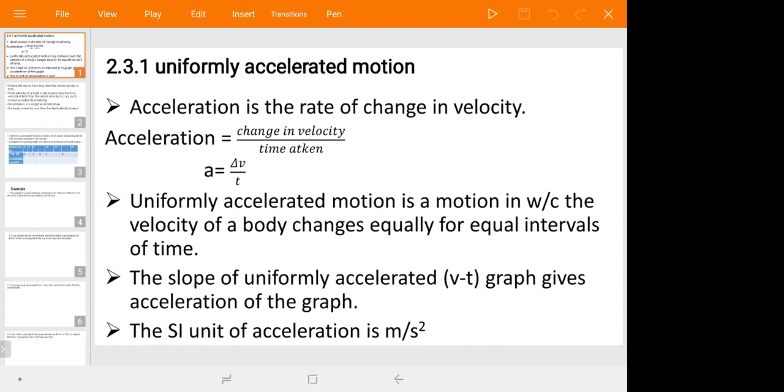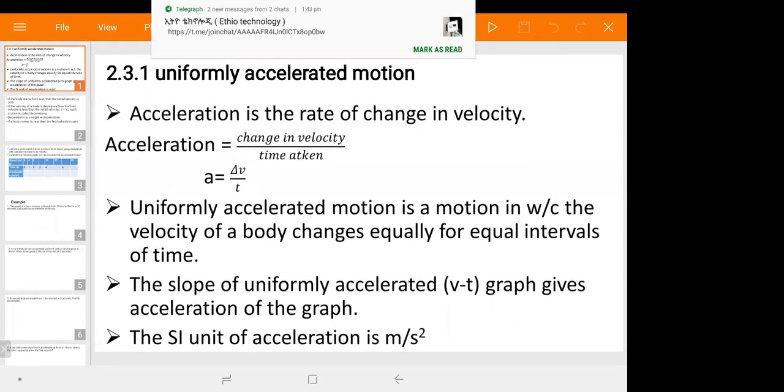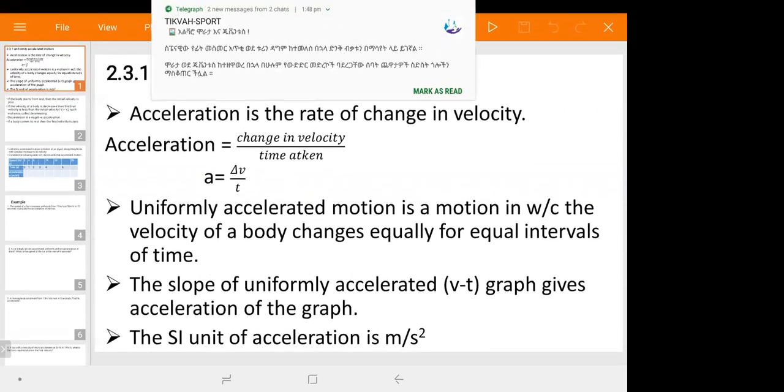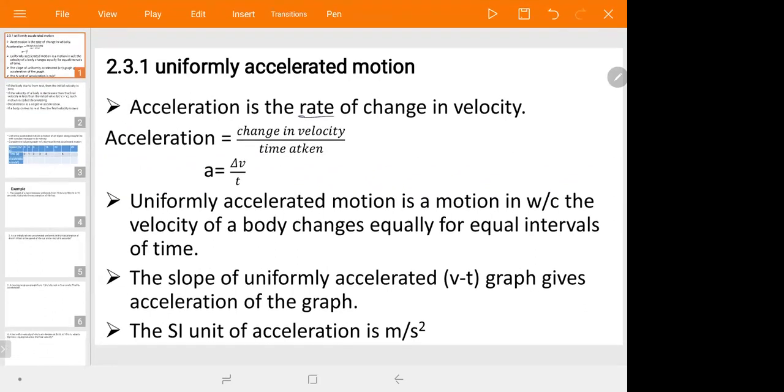Before we see uniformly accelerated motion, let us see what acceleration means. Acceleration is the rate of change in velocity. Rate means something divided by time. For example, change of velocity divided by time gives you acceleration. Therefore, acceleration is equal to change of velocity divided by time.